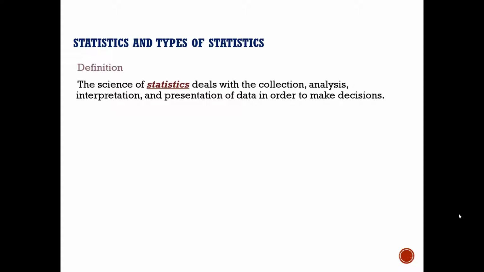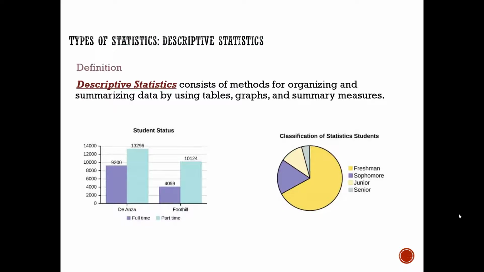We're going to cover 2 basic types of statistics in this course. The first one is called descriptive statistics. Now, descriptive statistics, I think of those as pictures. They are methods of organizing and summarizing data. They use tables, graphs, and any other kind of summary measure.